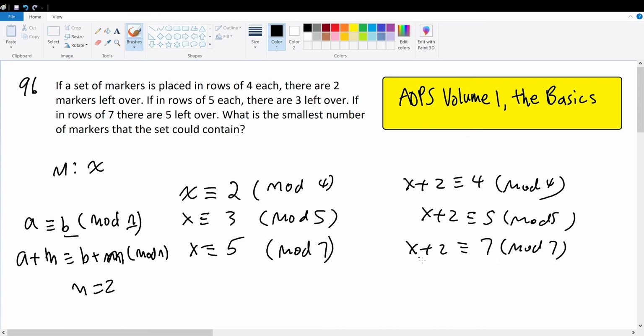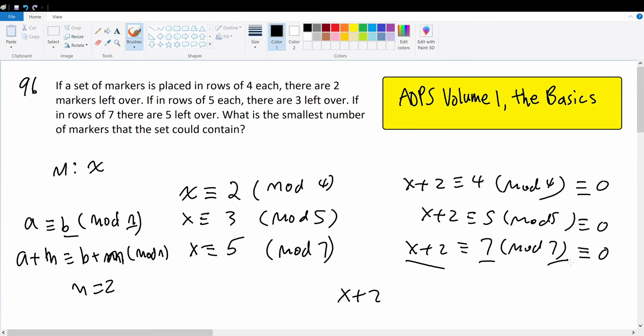And if the number is congruent to a number which is the same as the divisor, it is sufficient to say that x plus 2 is divisible by 4, 5, and 7. In other words, it's congruent to 0, congruent to 0, congruent to 0, because if it's divisible by some number, it will give a remainder of 0. That is the definition of divisibility.